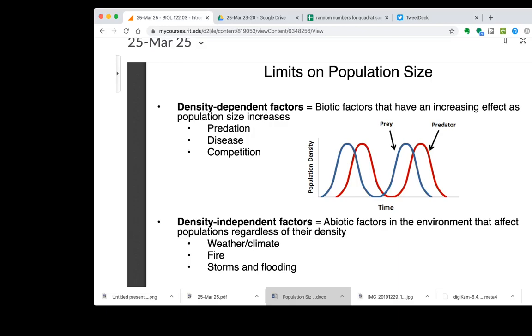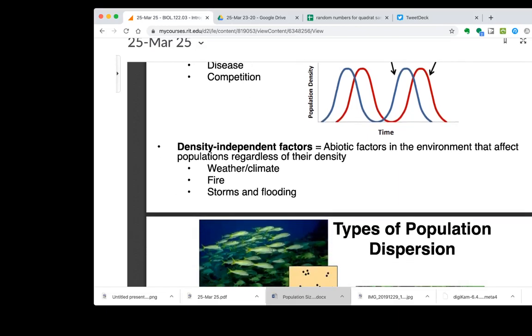Then there are density independent factors, and the best way to think about this is: does it matter how many individuals there are? Something like weather and climate, 1,000 deer won't change how much it rains. 10,000 birds won't change how much fire there is, right? Earthquakes, volcanic eruptions, these are all things that are going to happen no matter what. And so those are density independent factors that will limit the size of a population, and those are abiotic factors.